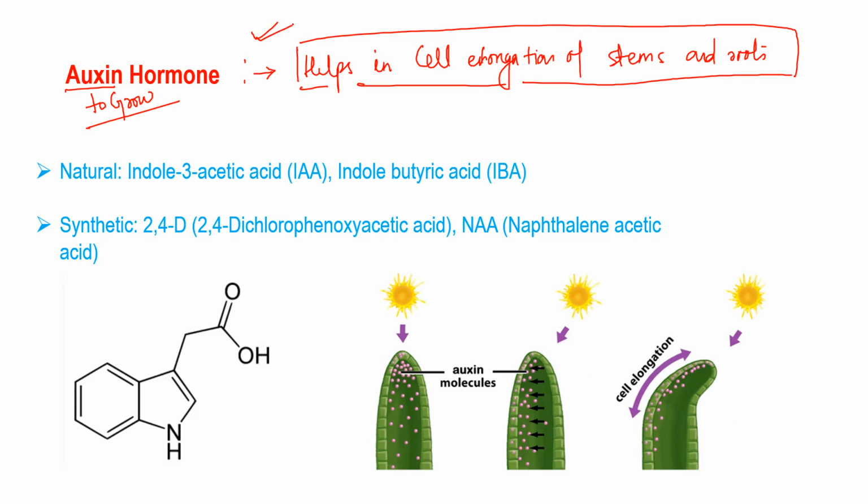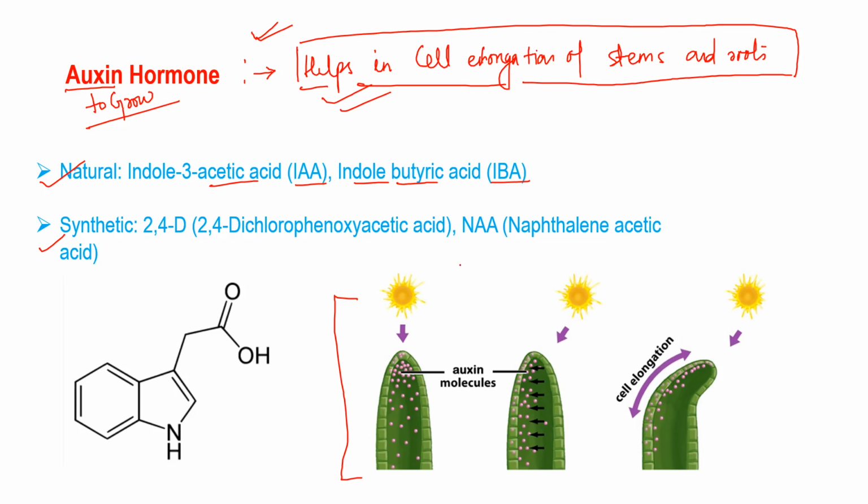Clear? Now if we talk about the naturally occurring auxin hormones and synthetic, so indole 3-acetic acid or IAA and indole butyric acid IBA are the naturally occurring auxin hormones, and the synthetic are 2,4-dichlorophenoxyacetic acid and naphthalene acetic acid. Okay, and as I have just shown you here, they help in cell elongation of stem and roots. So here is the picture which gives you the clear differentiation of auxin molecules, how they act on the apices. Because they are found in the apex, apices of roots and stem, they usually are found there, but they migrate to other parts also to act.